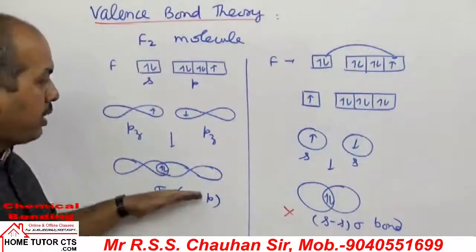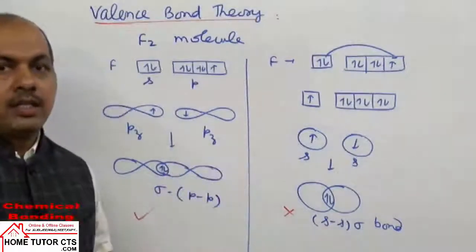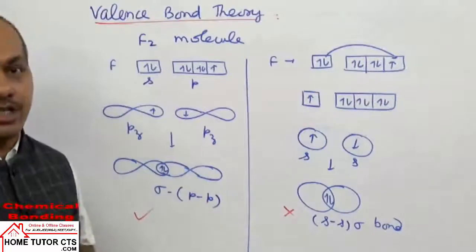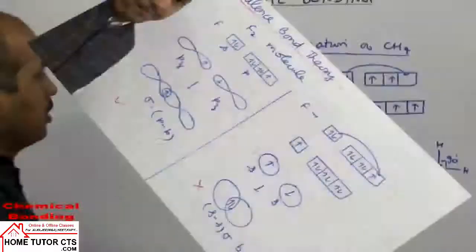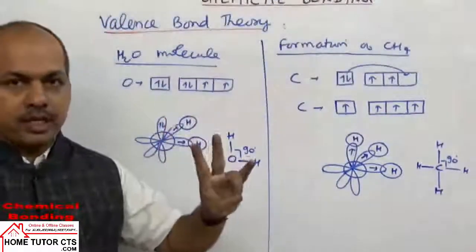Let us take some more examples of molecules overlapping as per valence bond theory. Then we start the hybridization concept. We will see the requirement of hybridization through more examples taken in valence bond theory. Now, I am just taking two molecules here.